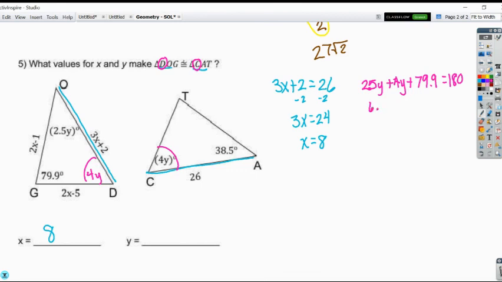So as I combine like terms, 6.5y plus 79.9 to equal 180, I'm going to subtract that 79.9 from each. So 6.5y equals 100.1. Divide by that coefficient on each. Y is 15.4. I hope that these topics are coming back into your head and you are remembering all that fabulous stuff that we learned earlier in the year.